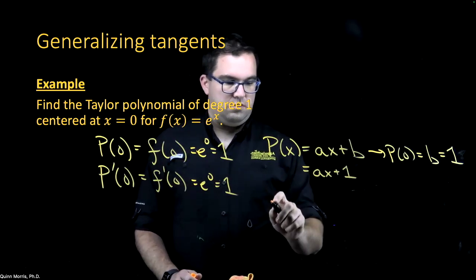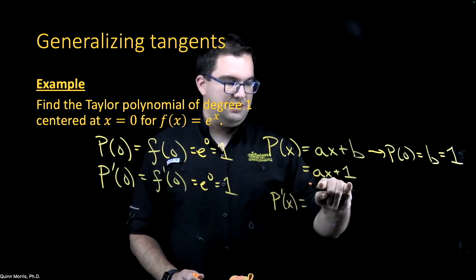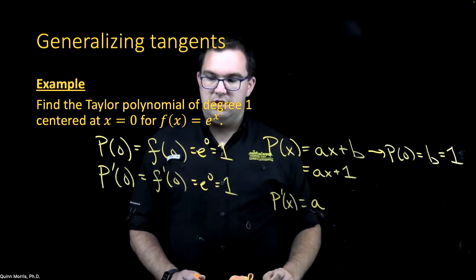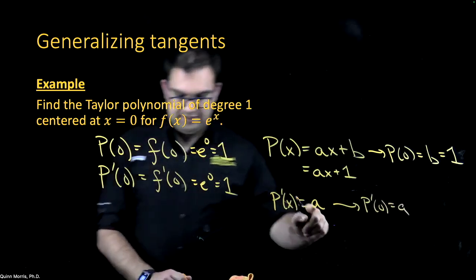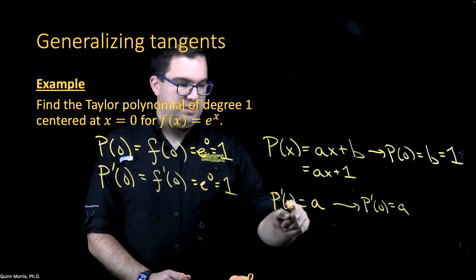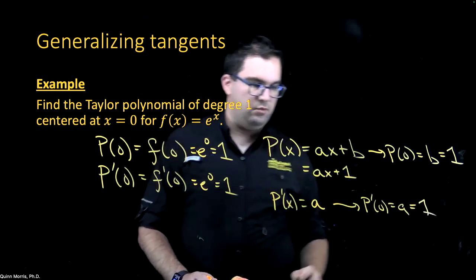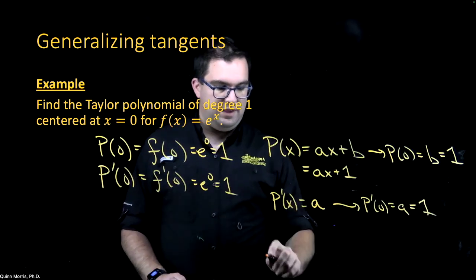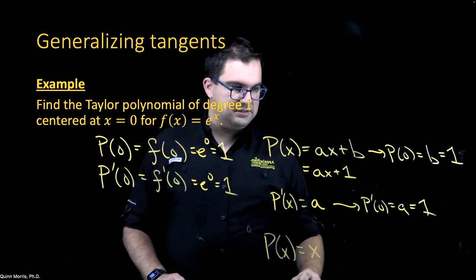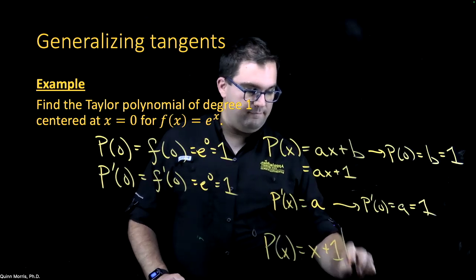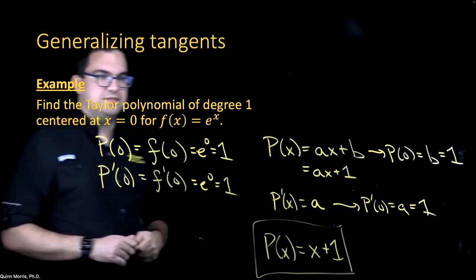Now, I also want to look at p prime of x. If I take a derivative of this with respect to x, I'm just going to get a. And so p prime of 0, well, there's no x here. This is just a constant with respect to x. So p prime of 0 is just a. And I want p prime of 0 to be 1, so that tells me a ought to be 1. Coming back up here, I now know that p of x is equal to a, which is 1, times x, plus b, which is 1. There is my Taylor polynomial of degree 1, centered at x equals 0.